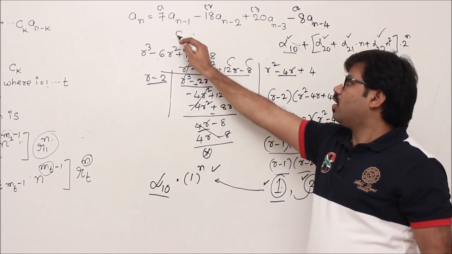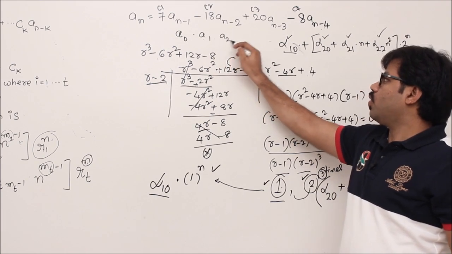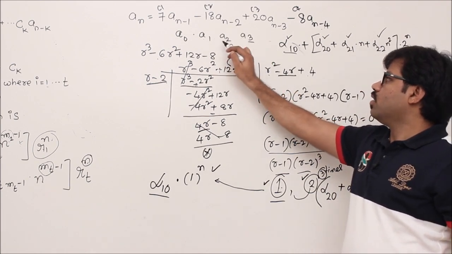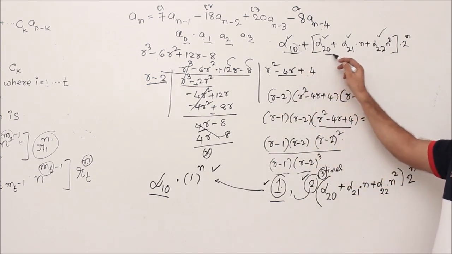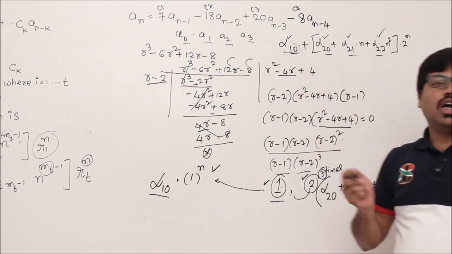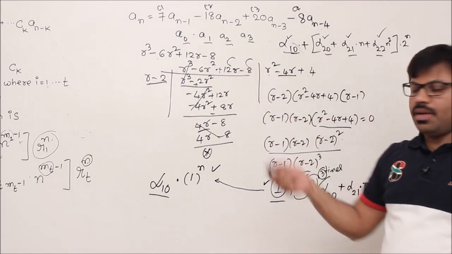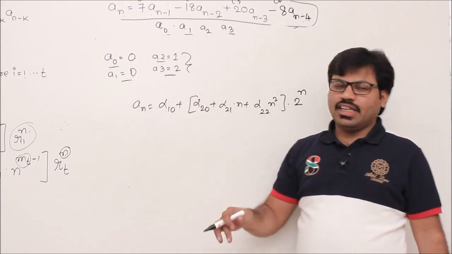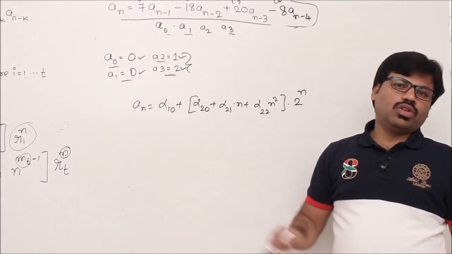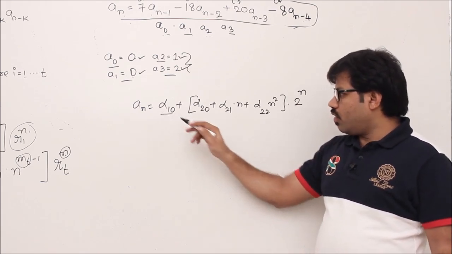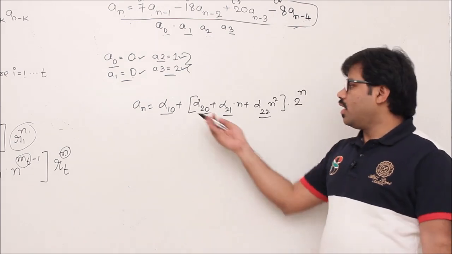Of course, I did not mention it here. They will mention what are the base cases, like what is A0, what is A1, what is A2, what is A3. They will provide them. So you have to take them, and we have to find out alpha 1 0, alpha 2 0, alpha 2 1, alpha 2 2. I will tell you how to find out. Let me fix A0, A1, A2, A3. Okay, so let's say constants are given like this. Initial term A0 is 0, A1 is 0, A2 equal to 1, A3 equal to 2. Then how to find out this alpha 1 0, alpha 2 0, alpha 2 1, alpha 2 2 is a question. Once you get it, then the answer is this one.